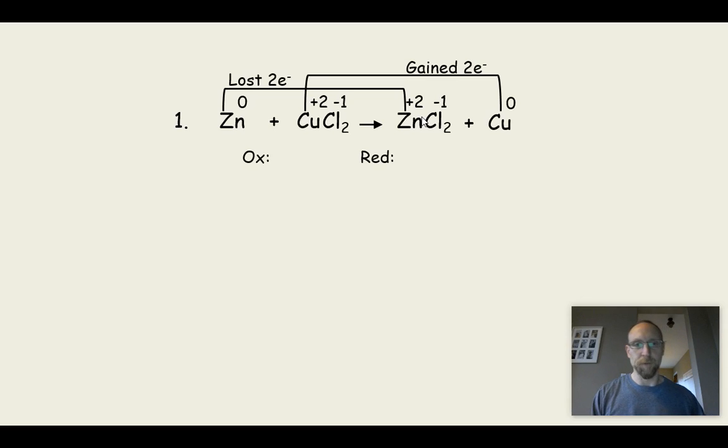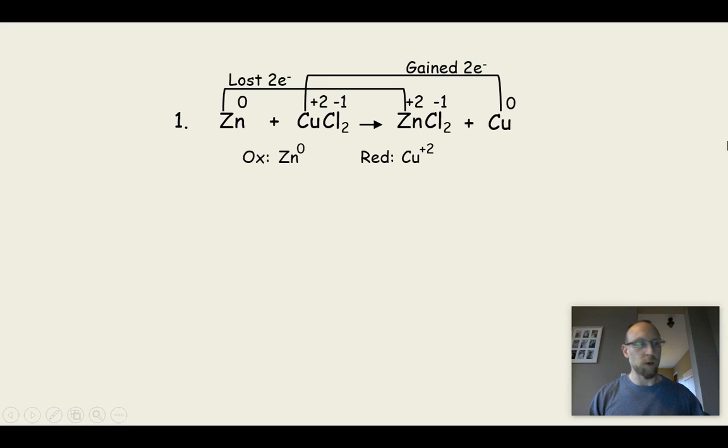All right, so now that was the hard part. Now all we want to do is use our good old Leo says grr to figure out who's oxidized and who's reduced. So whoever lost is oxidized. So who lost? Zinc 0. And then whoever gained is reduced. So who is reduced? Copper +2.